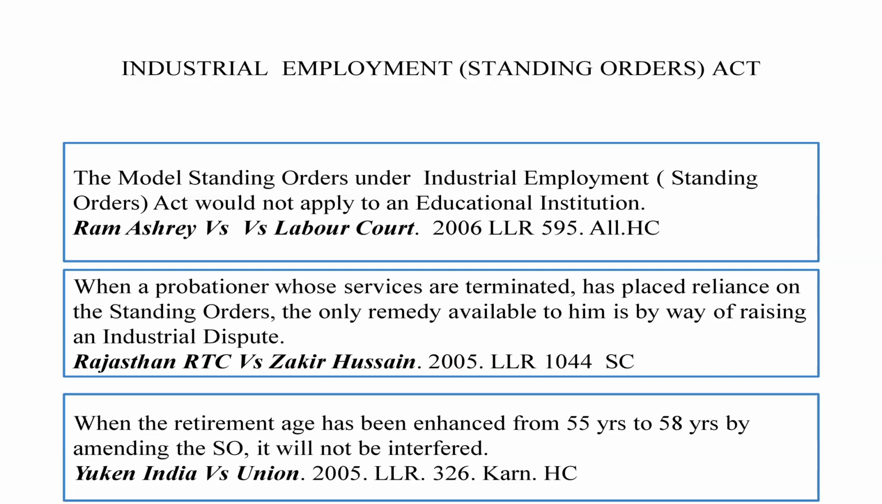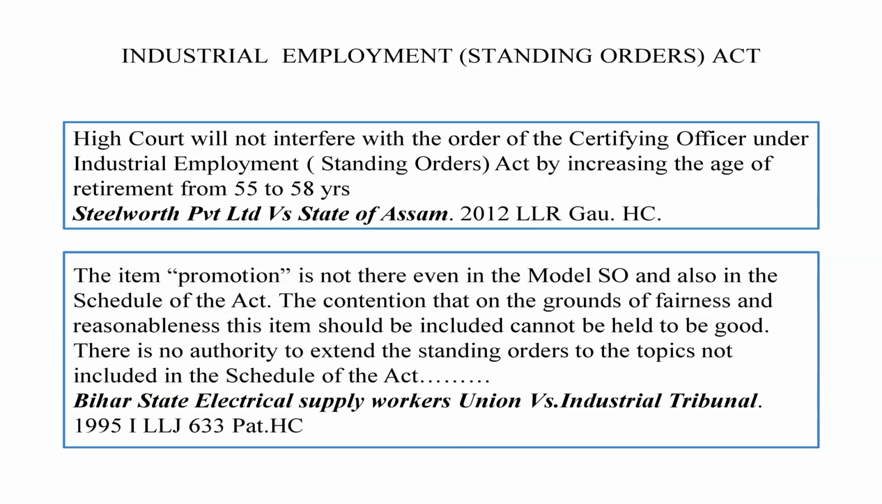When the retirement age has been enhanced from 55 to 58 years by amending the standing order, it will not be interfered with. The Karnataka High Court held that it is upheld. The certifying officer can always suggest enhancement of the age of retirement from 55 to 58 years. Then the High Court will not interfere in the order of the certifying officer increasing the age of retirement. Again, the Guwahati High Court, on the same lines, held that the certifying officer has powers to increase the age of retirement from 55 to 58.